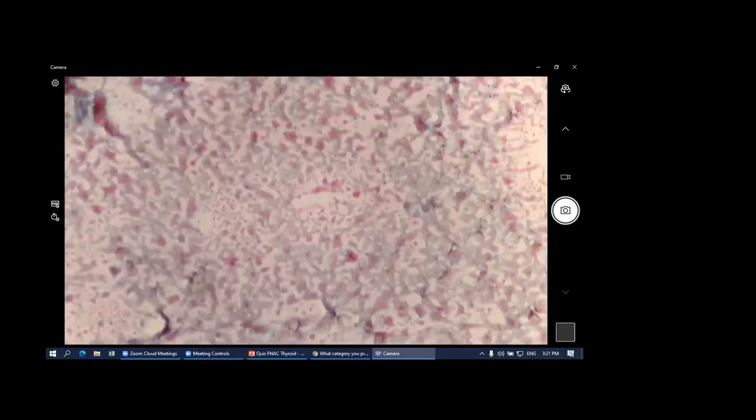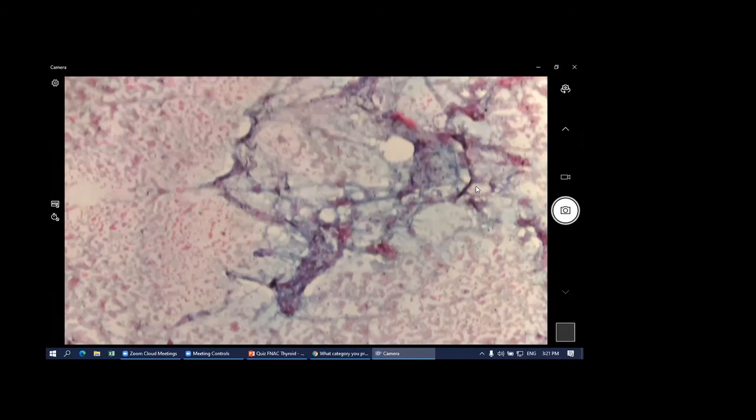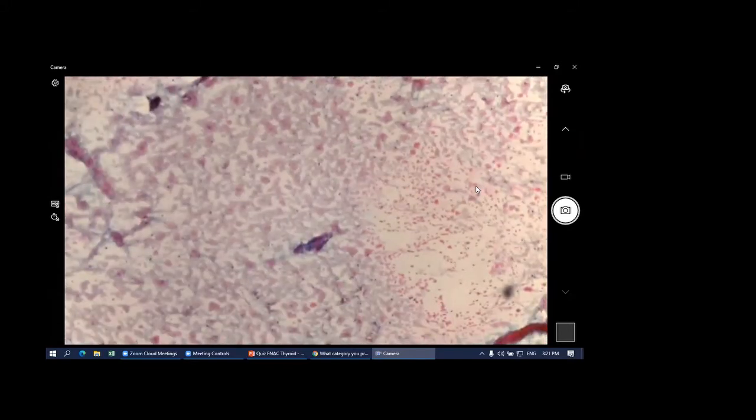Slowly here, you can actually see there's not much colloid there. And you can see some follicular cells. That's actually the lowest. Okay, you can see some follicular cells.